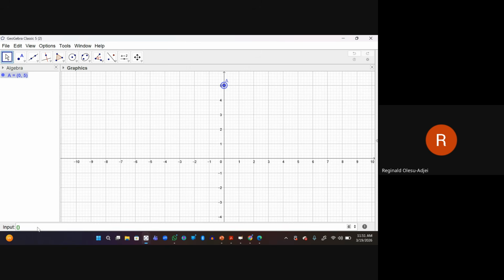1, 4. Then 2, 3. Then the last one, 3, 2. Don't forget you can do as many as you want. Now that you have your points, you can just draw a straight line.